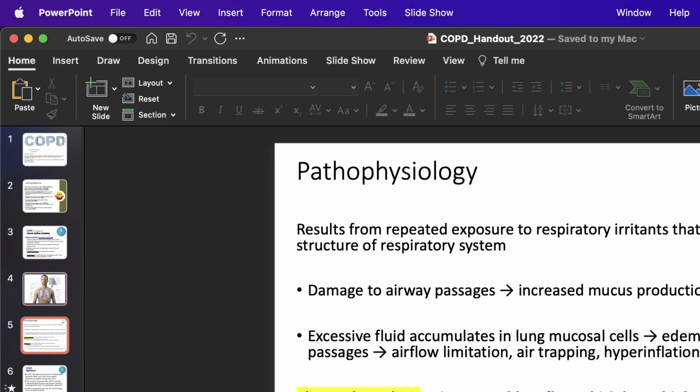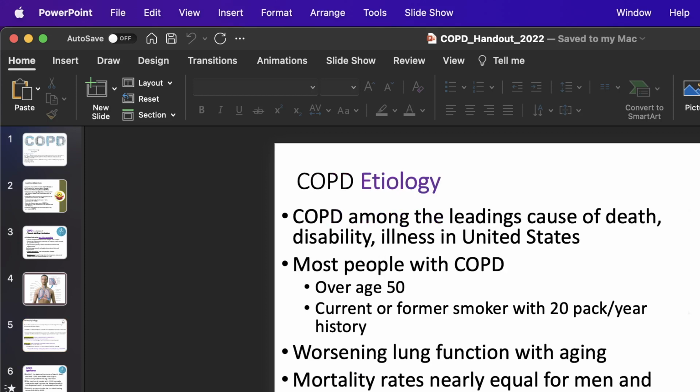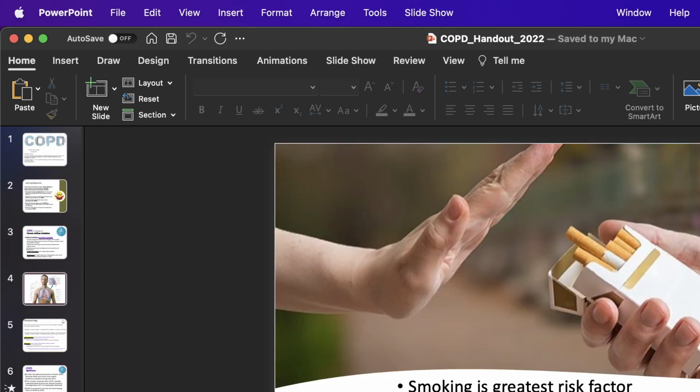So again, umbrella term, chronic progressive disease characterized by exacerbations and remissions. We're heading into cold and flu season, so we're going to begin seeing patients in with exacerbations of COPD, if you haven't already.